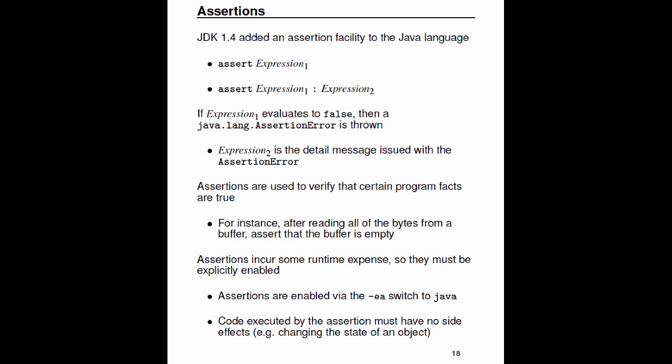Also important to note that the code that is executed as part of the assertion, either expression 1 or expression 2, must not have any side effects, meaning that it shouldn't change the state of an object, because it's not always invoked. It's not always invoked because assertions aren't always enabled. So you just need to be extra careful when thinking about your assertions. Now, normally your assertions are just very, very simple. It's like, hey, I assert that O doesn't equal null, or I assert that value is greater than 5, things like that.